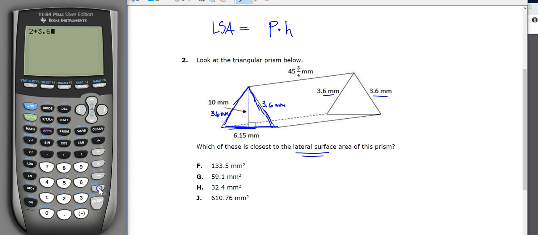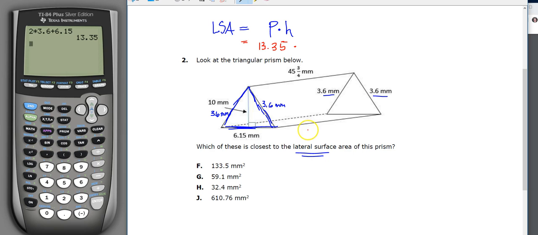And then I'm going to add on 6.15. Again, I'm calculating the perimeter of the base. So that comes out to be 13.35. So right now we have 13.35 here. Now I need to multiply by the height of the prism.